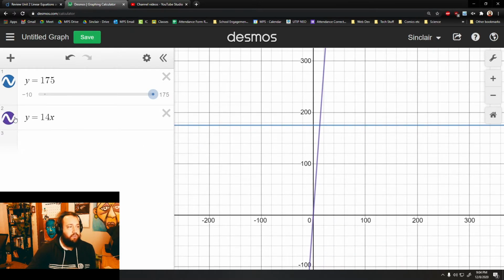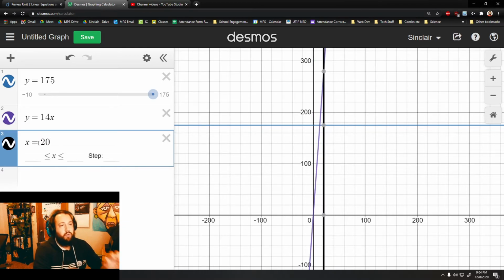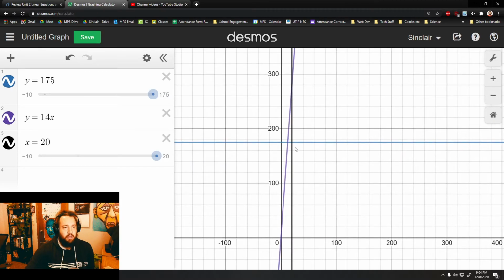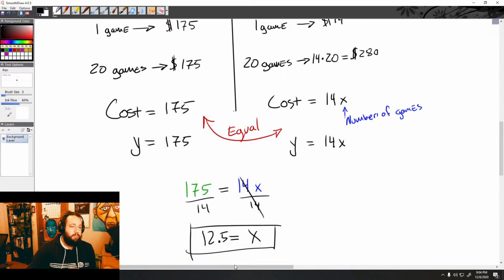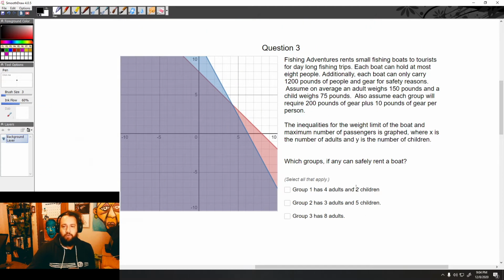Another way we could prove this is we can put in the maximum number of games, which is 20 games. So at 20 games, right here where it crosses, either I could pay $175 or I could pay $280. That's a big yikes for me. I'm going to choose to pay the $175. So we can do this either way, graphing or just solving. All right, let's go to one where we can just look at the graph straight up.